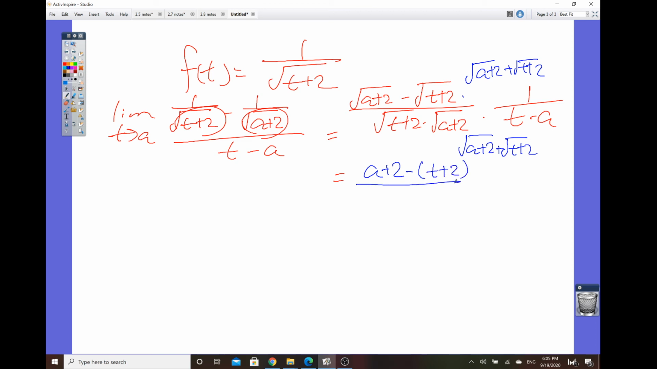And then it's all over. If we try to multiply this out, you don't want to multiply it out, so just leave that with the square root of t plus 2 times the square root of a plus 2, because eventually we can plug in that a here. And then times the quantity of the conjugate.